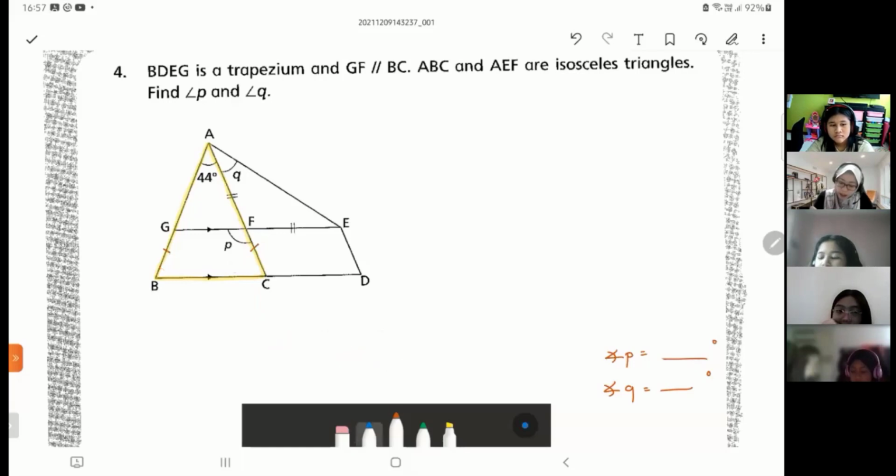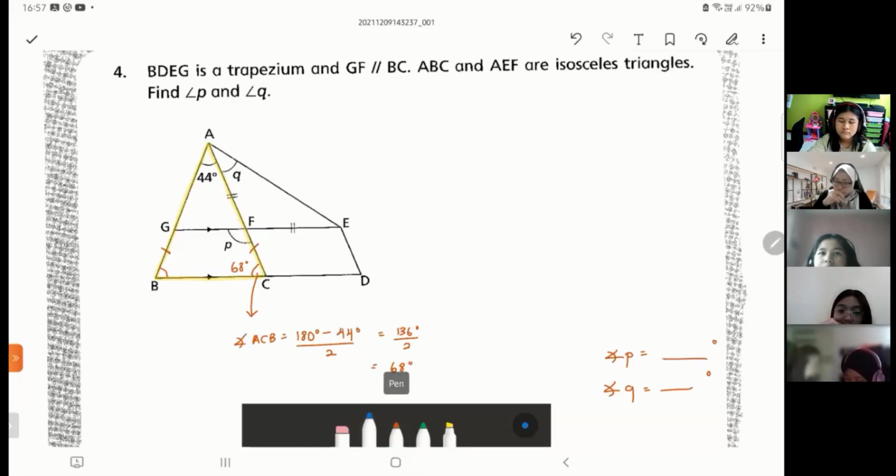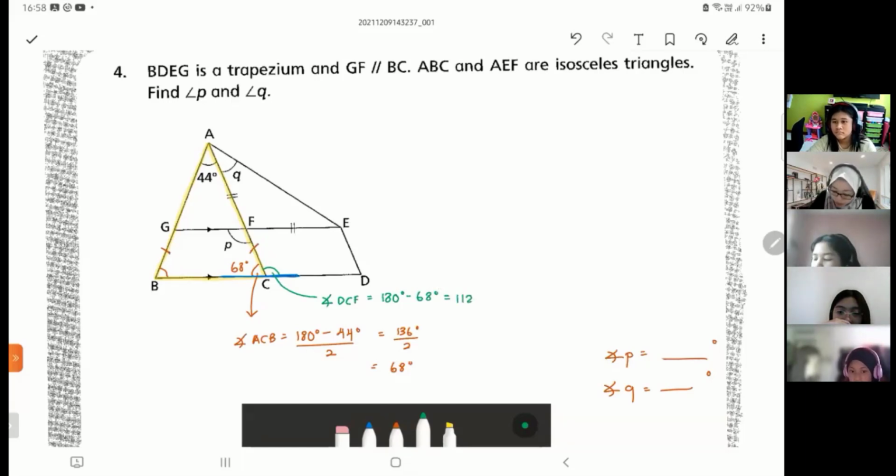Now, if you look at this, this is a straight line. Okay, and I can find this angle here, angle on a straight line. So I can find this angle here, right? That is angle FCD or DCF. Angle DCF equals 180 degrees, take away 68 degrees, and I will be getting 112 degrees. So this is 112 degrees.